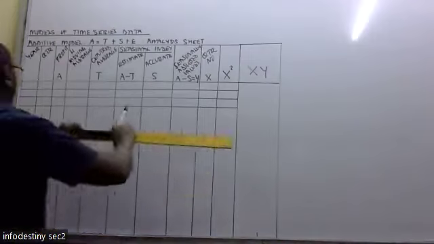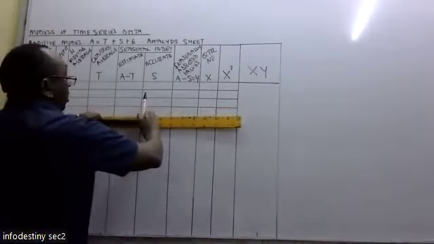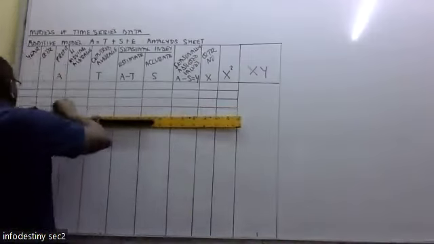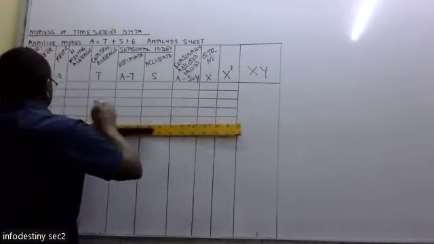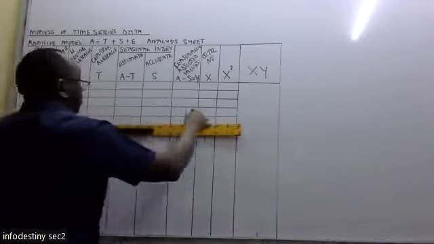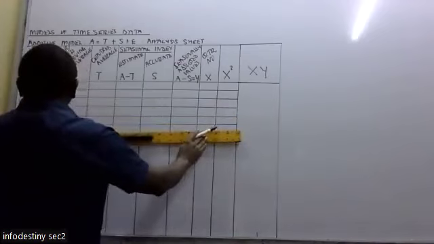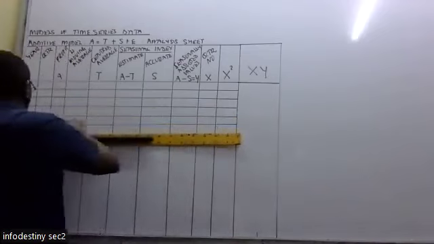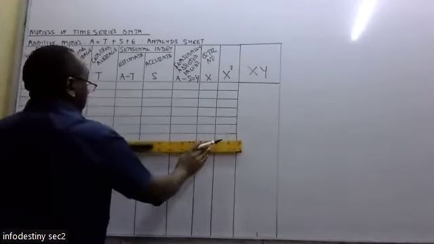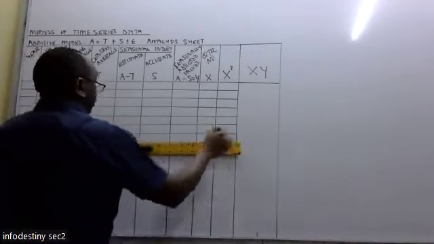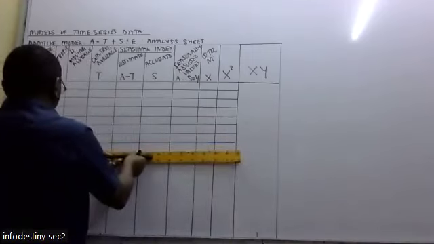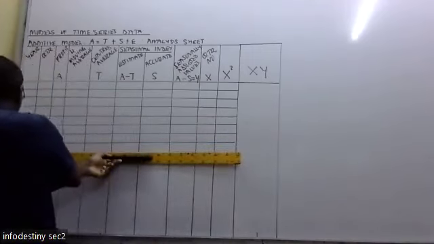Okay, so I'm saying, for you, you don't need to draw these lines. You have to draw so that, as I explain, you are able to clearly follow what I'm saying.